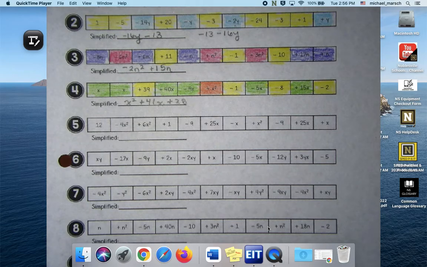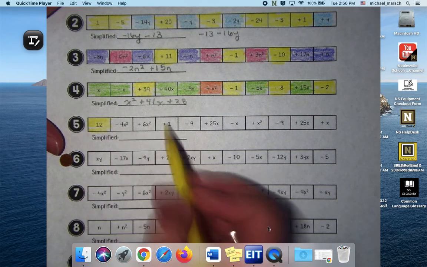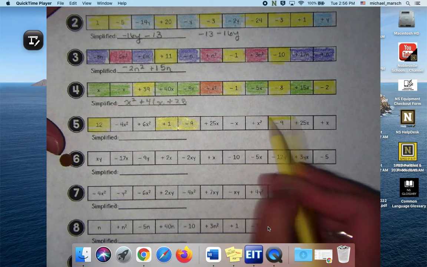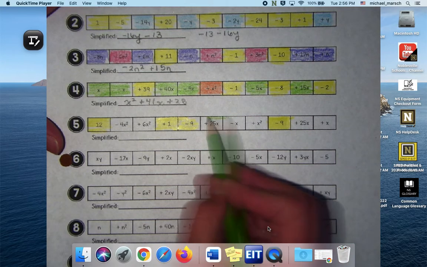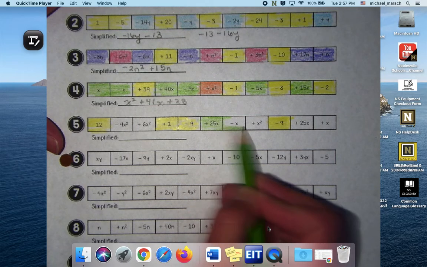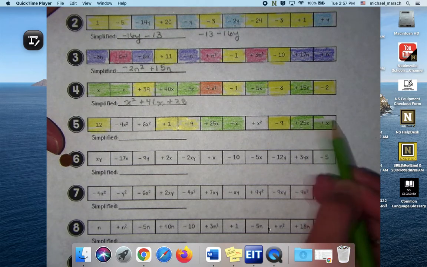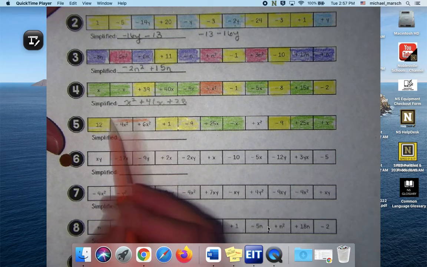All right, number 5. Let's color code number 5. Our constants are going to be yellow. Our x's will be the light green again. And then our x squareds will be orange.